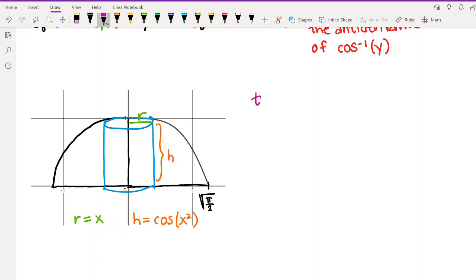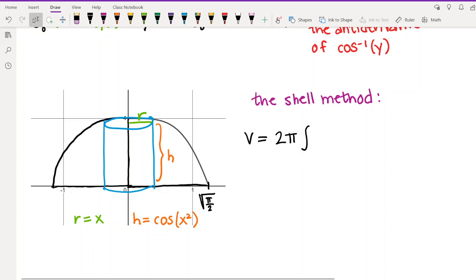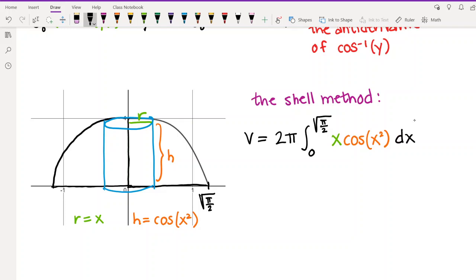So now we're going to write down the shell method. The volume is 2 pi times the integral from, the smallest x value that makes sense would be 0, and the largest one, our largest radius, is the square root of pi over 2. Then we multiply our radius, x, with our height, cosine of x squared. Initially this might look like a complicated integral, but this is actually a pretty easy substitution.